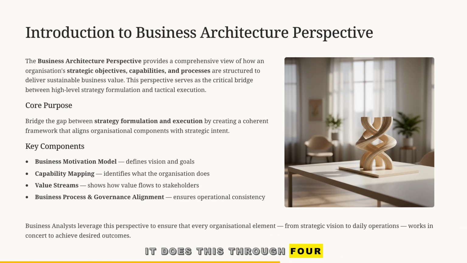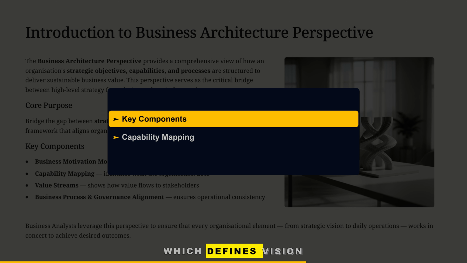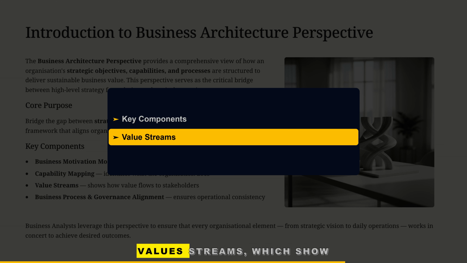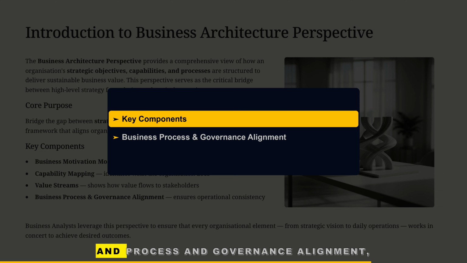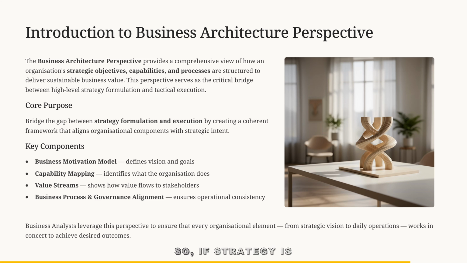It does this through 4 key components: the business motivation model, which defines vision and goals; capability mapping, which defines what the organization does; value streams, which show how value flows to customers; and process and governance alignment, which ensures consistency in execution. So, if strategy is the destination, business architecture is the GPS that keeps everyone on course, from the boardroom to the front line.